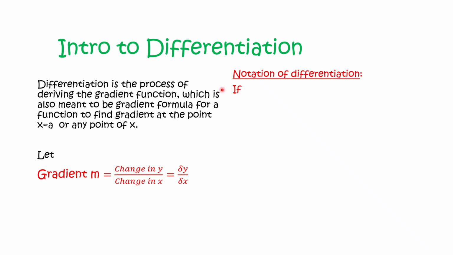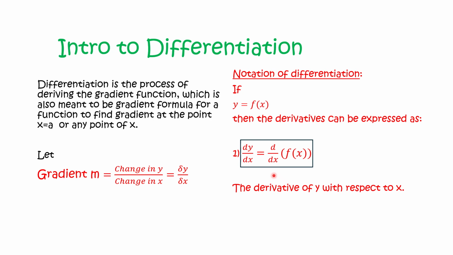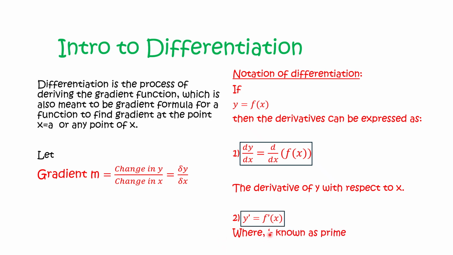1. If we have y equals f of x, then the derivative can be expressed as dy dx or d dx of f of x. We call this the derivative of y with respect to x. Now 2, y prime is equal to f prime of x. Note, the apostrophe is known as the prime, or we just call it prime.